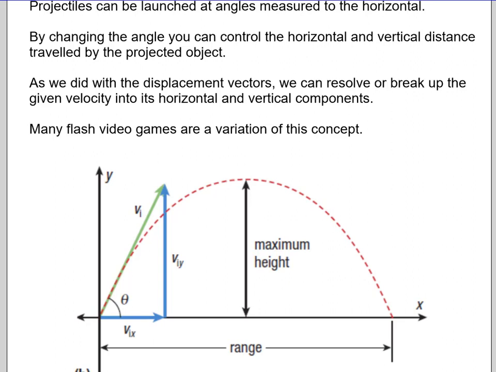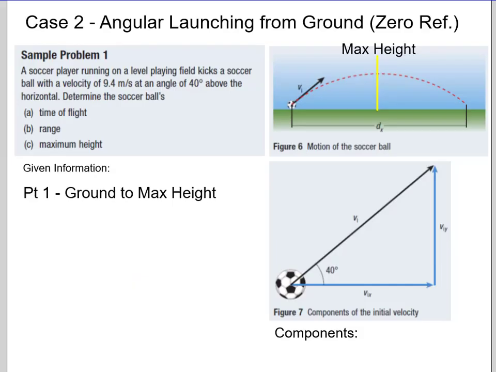So on this picture, you can see there is a green initial vector, and it has been broken down into its two components, Vix and Viy. So that's going to be how we're approaching. I'll do two cases. One case will be this one, where we have angular launching from the ground, or our zero reference. And there's going to be some interesting things that we pull apart from this. And then we'll do one that's going to be on an angle and elevated, and that changes a few other pieces.